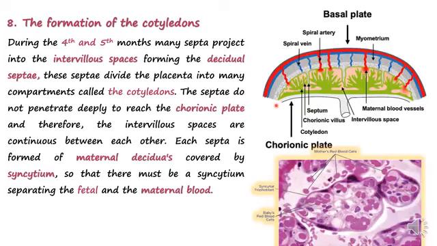Now, the formation of the cotyledons. During the fourth and fifth month, many septa project into the intervillous space. This is the intervillous space, and these are the projecting septa, called the decidual septa. These septa divide the placenta into many compartments called the cotyledons. This part we call cotyledons. The cotyledons are usually about 5 to 20 in the placenta.